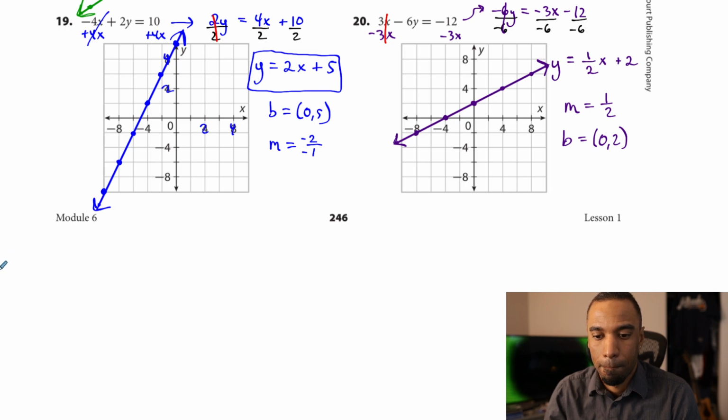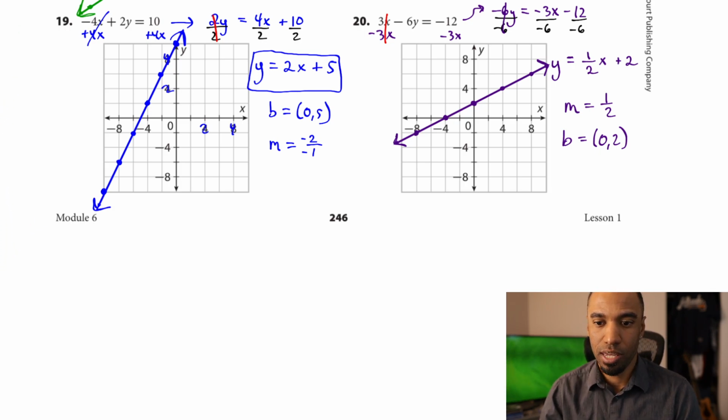There's my graph. 2 more graphs. Ready to boogie? Here we go.